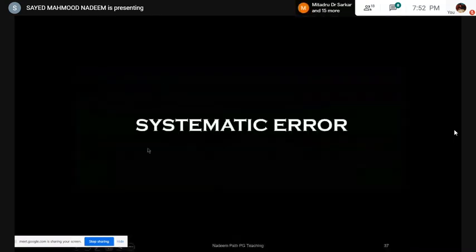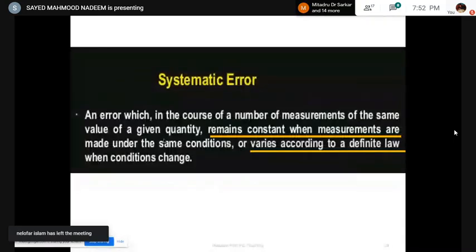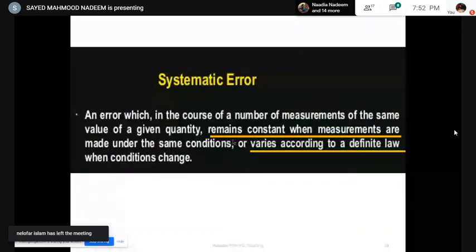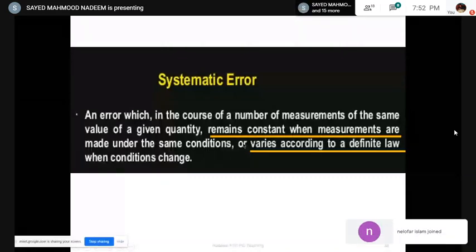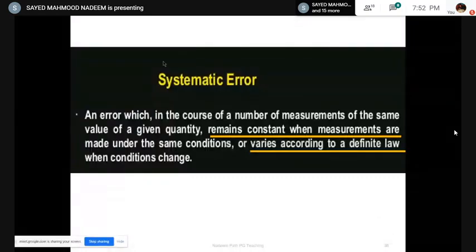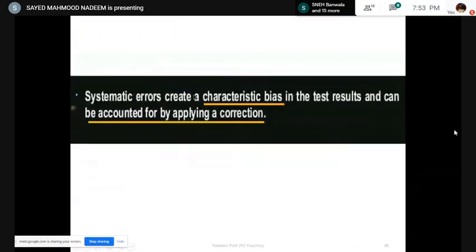Now we come to what is a systematic error. Systematic error is one which remains constant and there is a definite pattern in the error. And this pattern can be easily understood and can be eliminated. This is a systematic error. So systematic error creates a characteristic bias and can be accounted for by applying a correction concept.